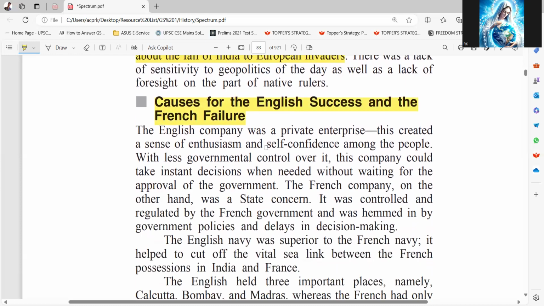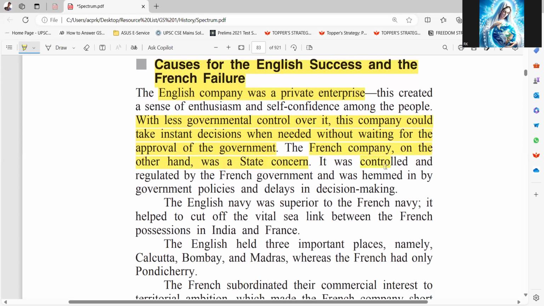The English company was a private enterprise. This created a sense of enthusiasm and self-confidence among the people. With less governmental control over it, this company could take instant decisions when needed without waiting for the approval of the government. The French company, on the other hand, was a state concern. It was controlled and regulated by the French government and was hemmed in by government policies and delays in decision making.